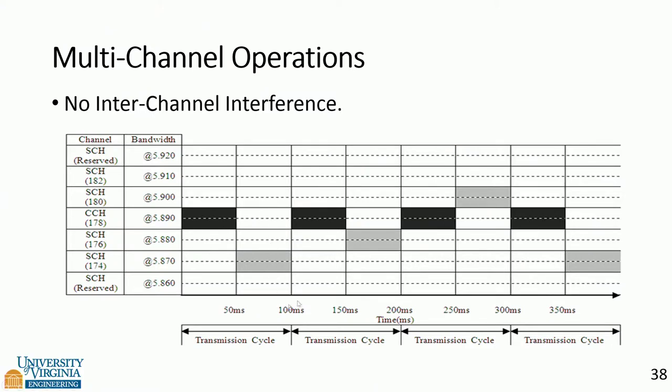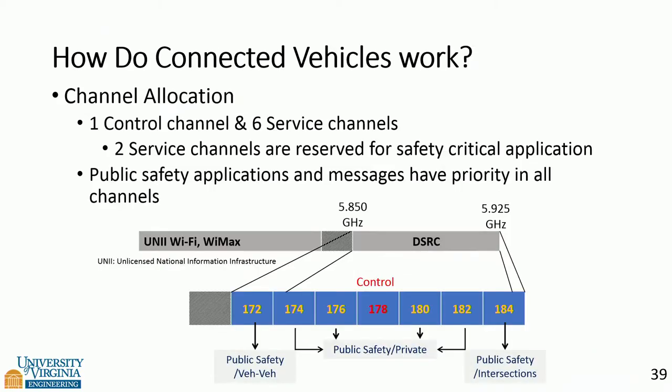And others can be used for any random or designated needs. Hey, I'm going to use this service channel here and there and so forth. So they can have no interference between service and control channels. Again, same idea of dividing these. One control and six service channels. That's why they have seven channels.